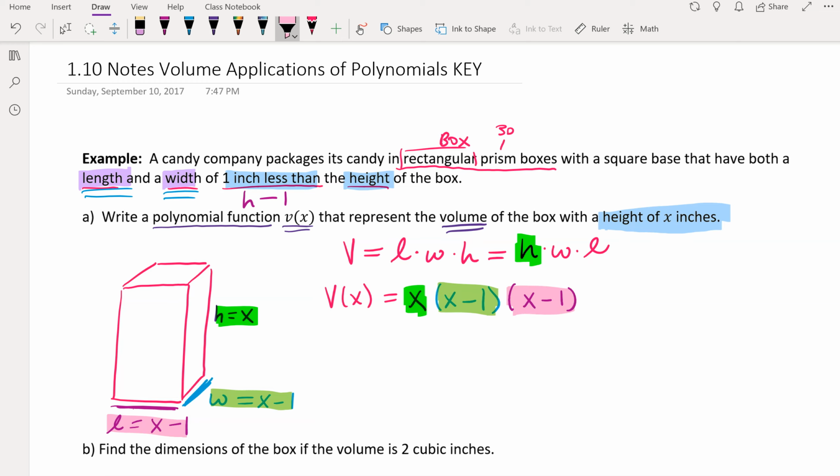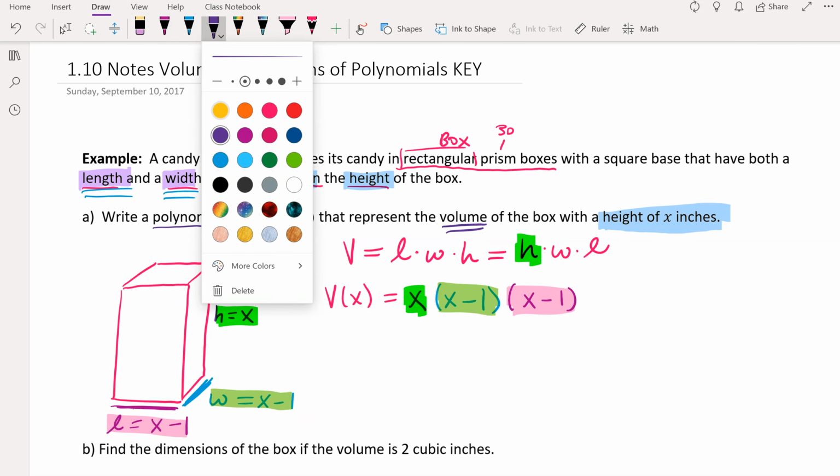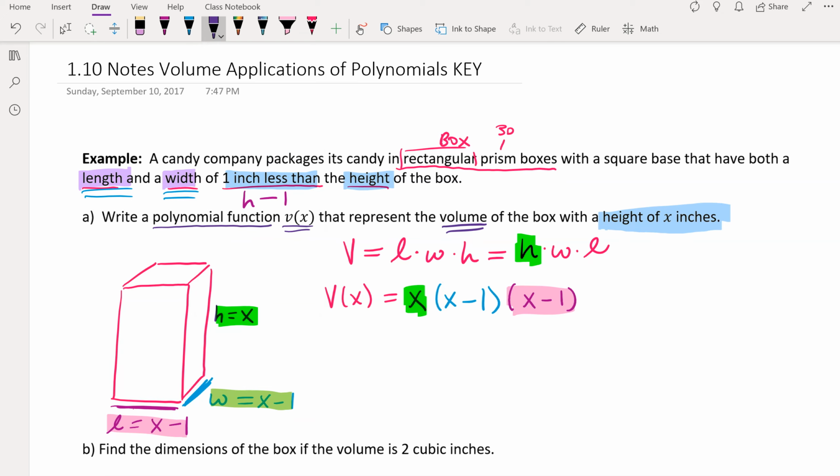Now, the next thing we're going to do is convert this to standard form. So let's go ahead and convert this equation to standard form. How are we going to do that? We're going to multiply. Let's go ahead and multiply these two first. Here, let me go ahead and erase these colors. We're going to multiply the x minus 1s first, these two. So let's go ahead and multiply those two using the box.